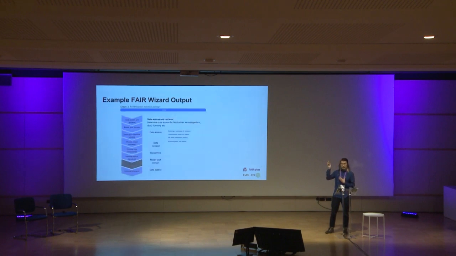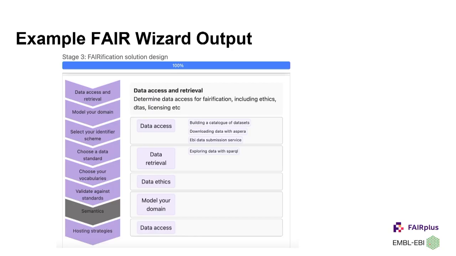An example of the FAIR wizard output for the data access and retrieval. This is sort of what it looks like to give you a concrete idea. Once you go through the entire process, which does not take very long at all, then you get a list of actions for every single step here available on the left, whether it's modeling your domain, choosing a data standard, what ontologies might be useful for you to use.